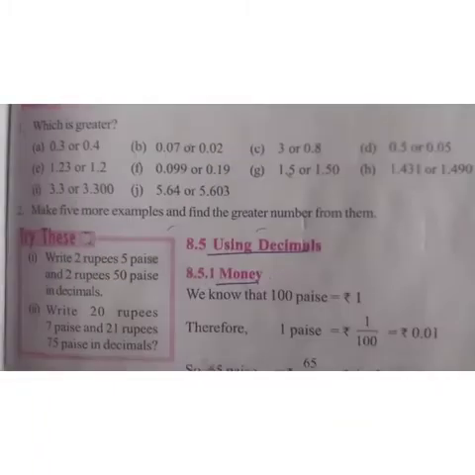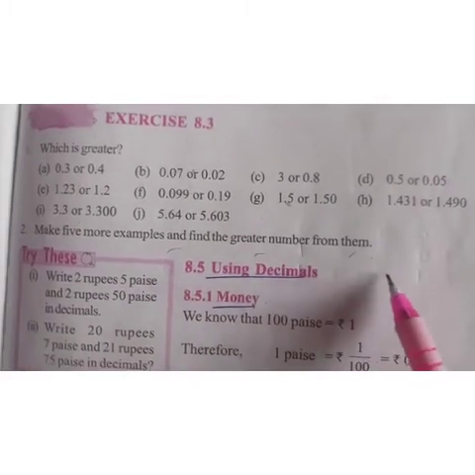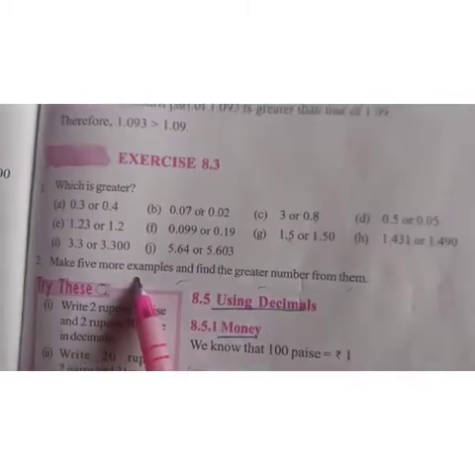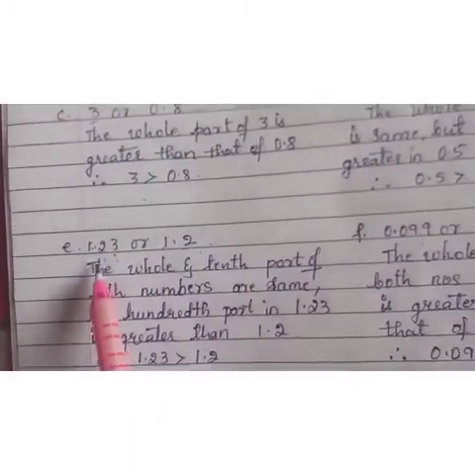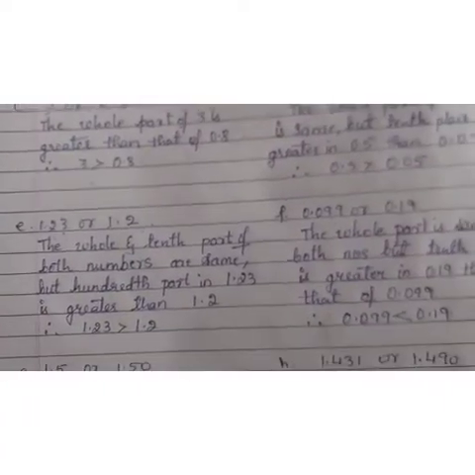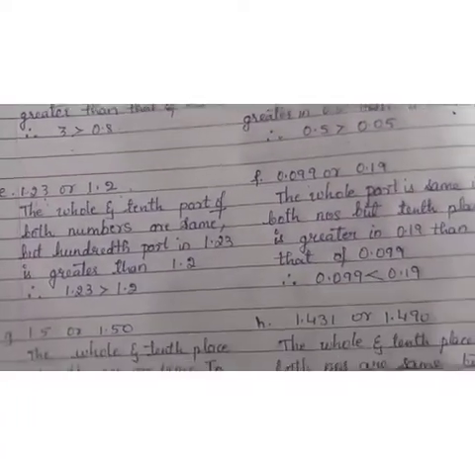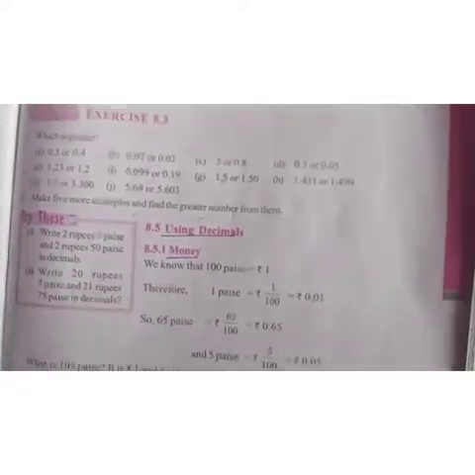Now moving to the next main question, that is, make 5 more examples and find the greater number from them. So children, you can make your own examples, like how they have given here, 3 or 0.8, 1.23 or 1.2. Like that you can write your own numbers and you can find the greater among them. So it is for your homework. This question number 2, do it for homework.